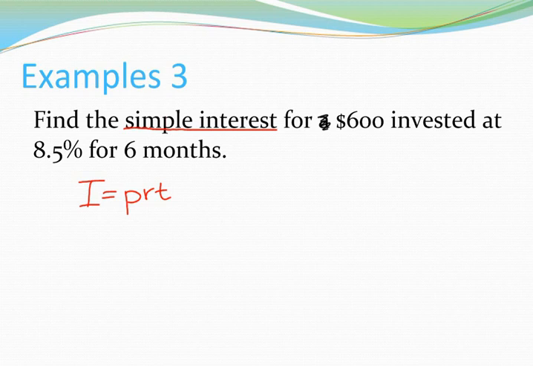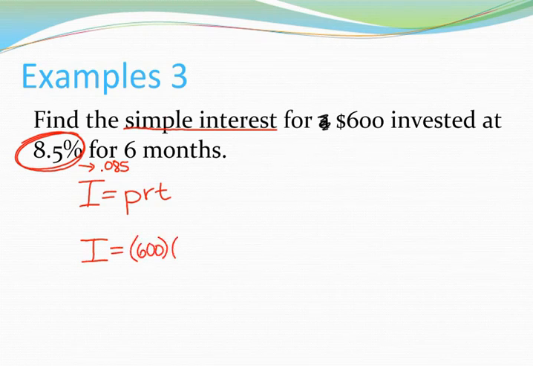We start by changing our percent into a decimal. This becomes 0.085, and then we fill in what we know. Interest equals principal, which is 600. That's how much we're putting in. Times 0.085, which is our rate, and our time, which is 6 months.